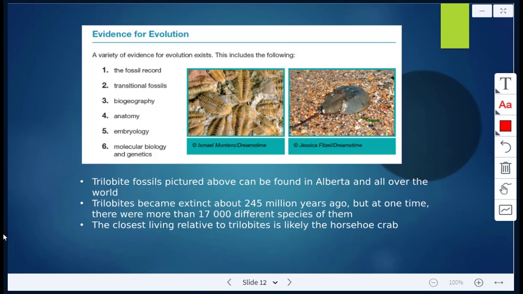All right, trilobite fossils are pictured above, these ones here, can be found in Alberta and all over the world. They became extinct about 245 million years ago, but at one time there were more than 17,000 different species of them. And the closest living relative to trilobites is likely this horseshoe crab.